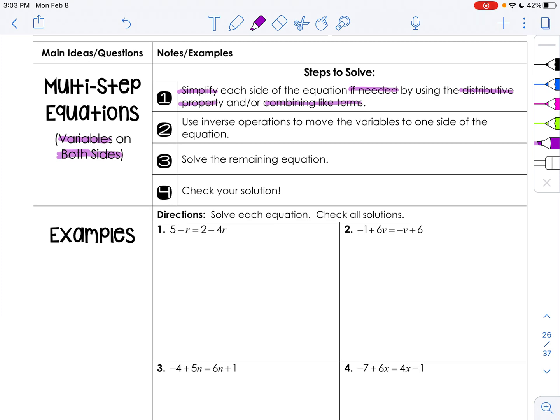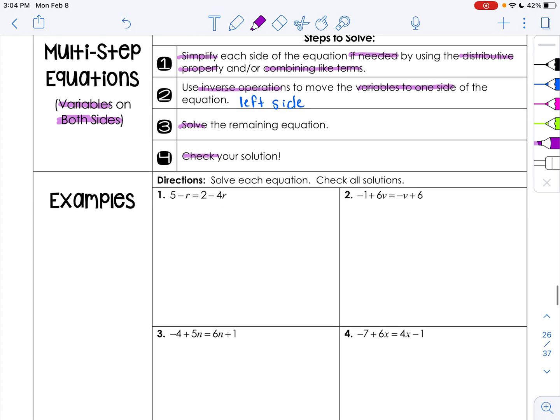After you complete the distributive property or combining like terms, you're going to do the inverse operation to move the variables to one side of your equation. And typically this one side is going to be the left side. Then you're going to solve the remaining equation. So we're solving the equation by isolating the variable, by undoing the addition and subtraction first, and then the multiplication and division, just like with our previous lessons. And finally, you're going to check your solution. So let's look at these steps and some examples.